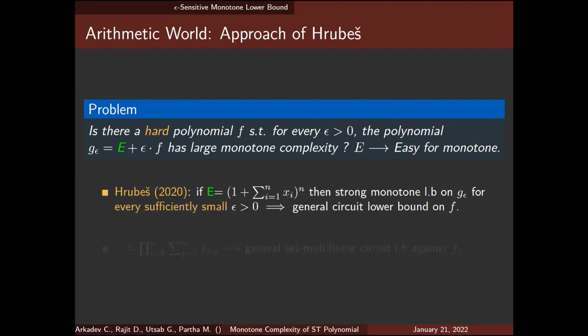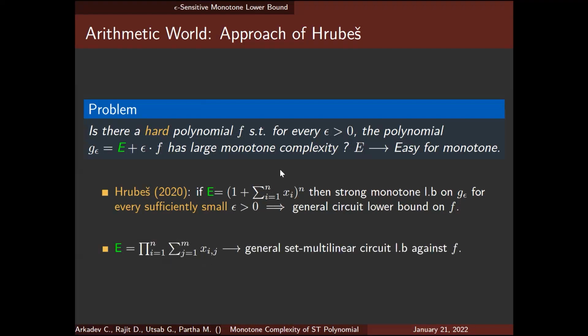Explicitly, Hrubes showed that if we pick e as (1 plus summation x_i) to the power n, which has a very efficient monotone circuit, then a strong monotone lower bound on g epsilon for every sufficiently small non-negative epsilon will imply a general circuit lower bound on f. Interestingly, if we want to get a general set-multilinear circuit lower bound against f, we can choose this easy polynomial as a full set-multilinear polynomial.